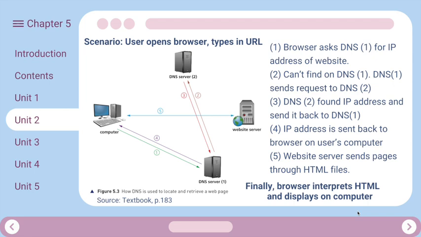Third, DNS server 2 finds the URL and can map it to its own IP address. DNS server 2 sends this IP address back to DNS server 1. DNS server 1 puts this IP address and associated URL into its database. Fourth, this IP address is then sent back to the user's computer. Fifth, the computer now sets up a communication with the website server and the required pages are downloaded.